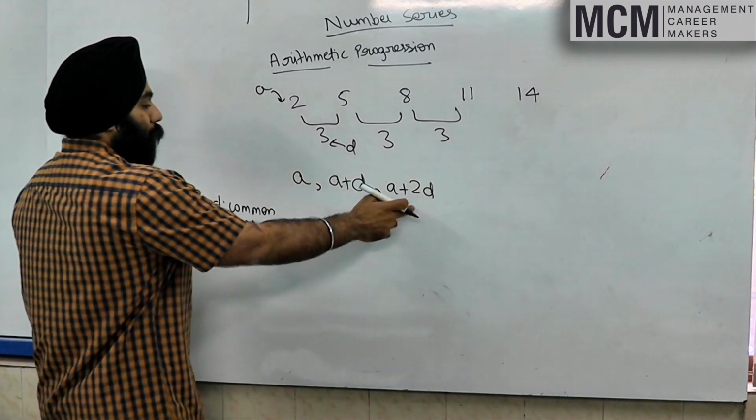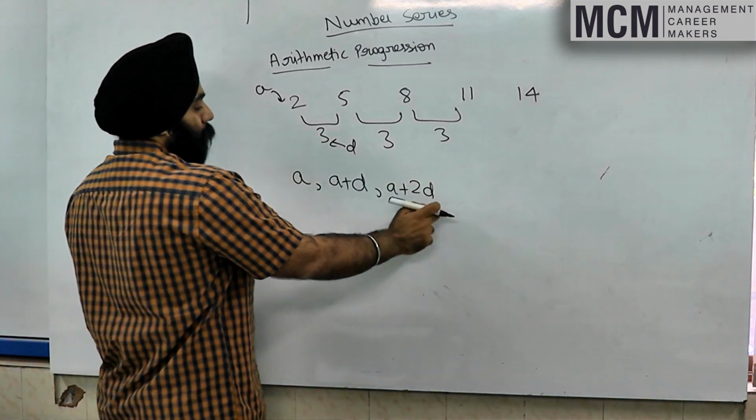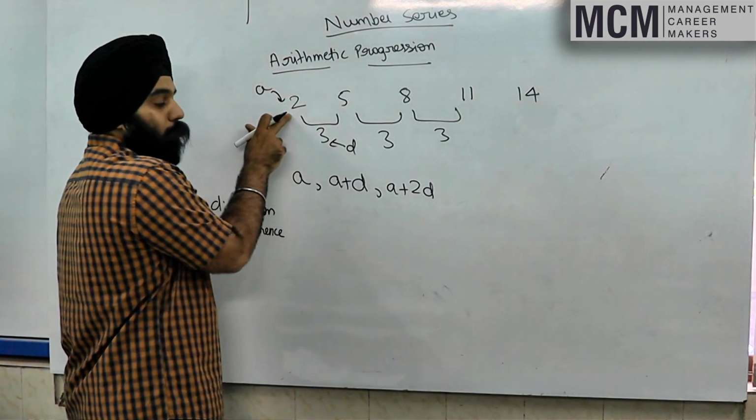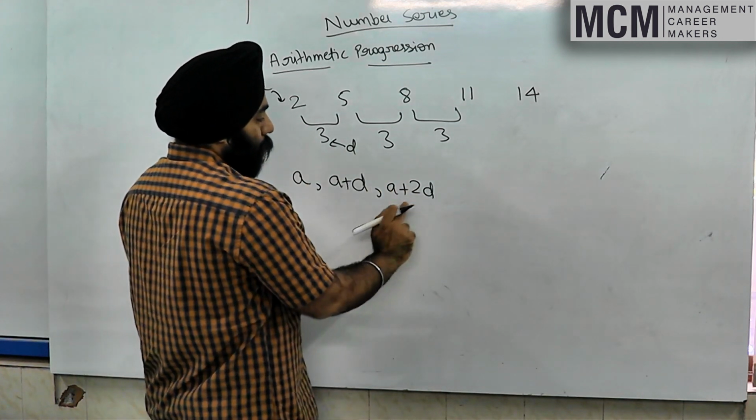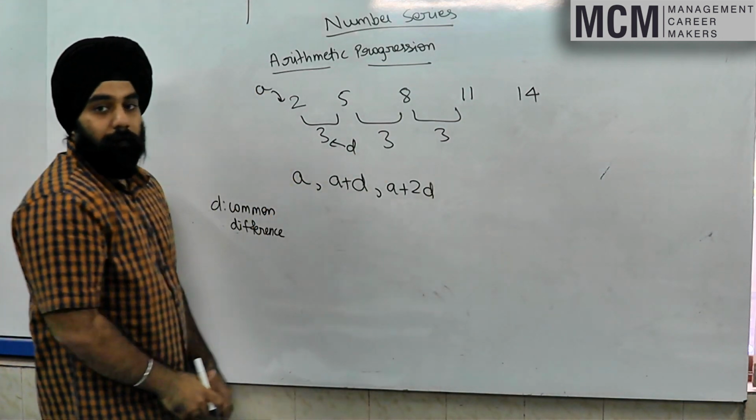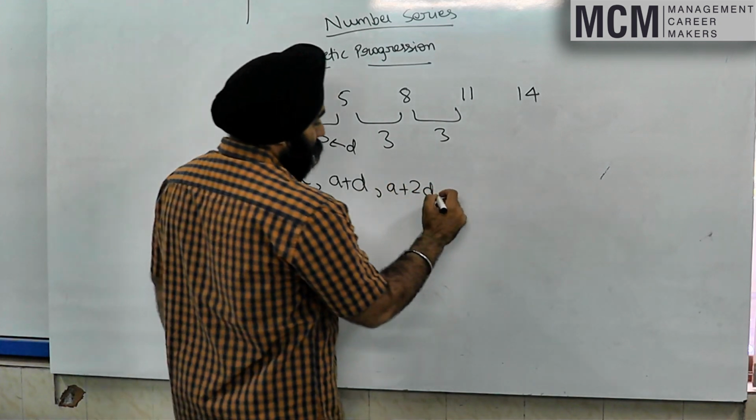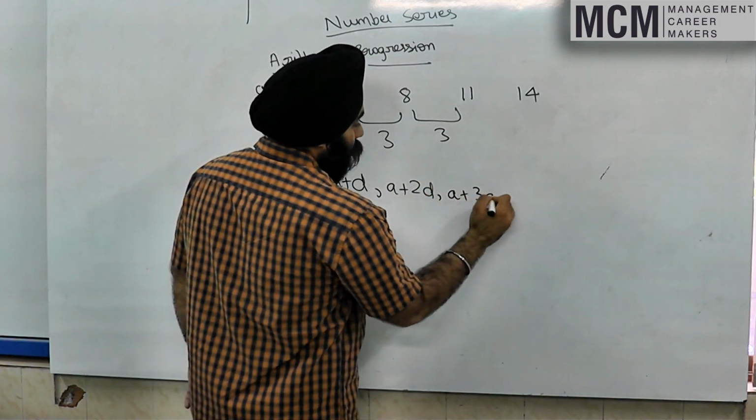Okay, look over here. A plus 2D. A over here was 2. D was 3. So 2 plus 6, which is what? 8. Right? This is how the series of arithmetic progression continues.